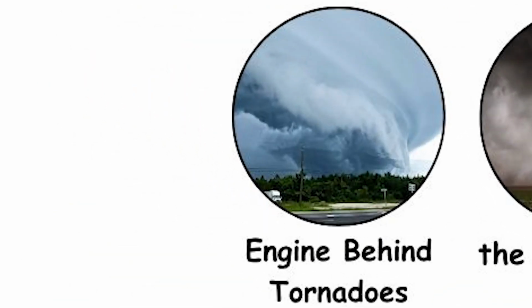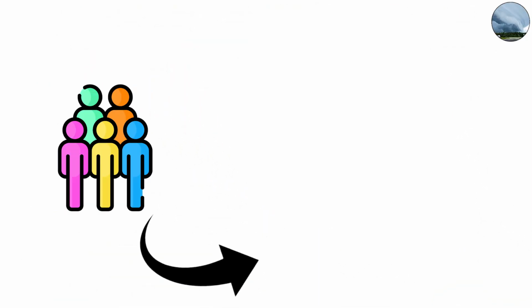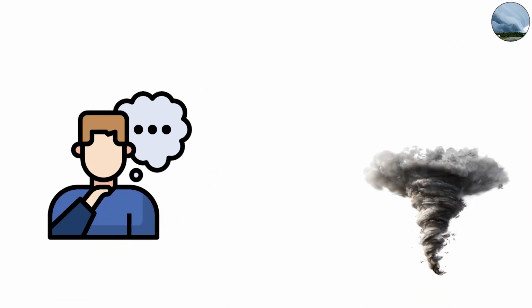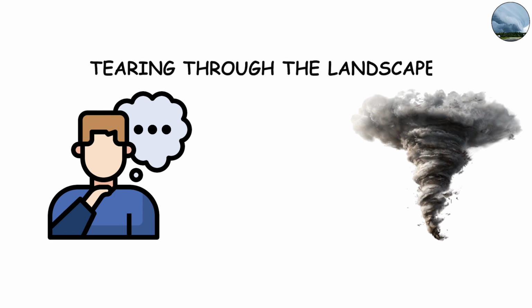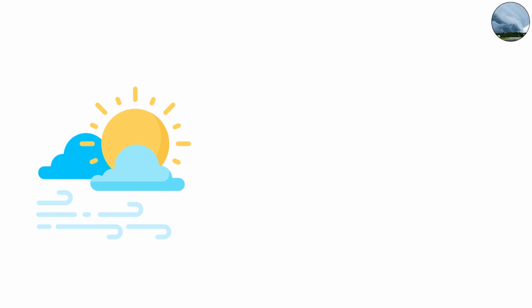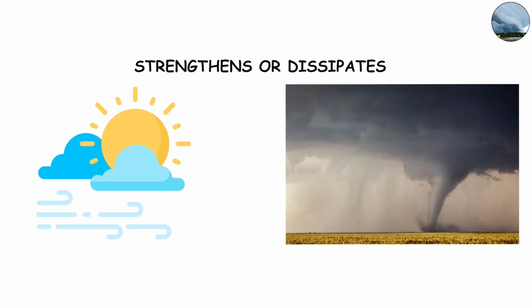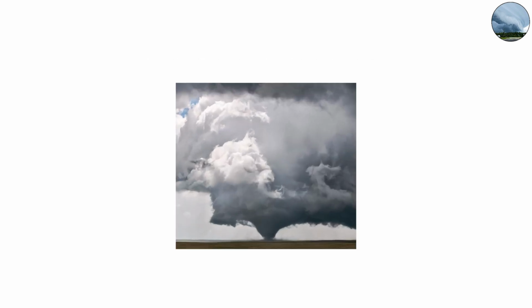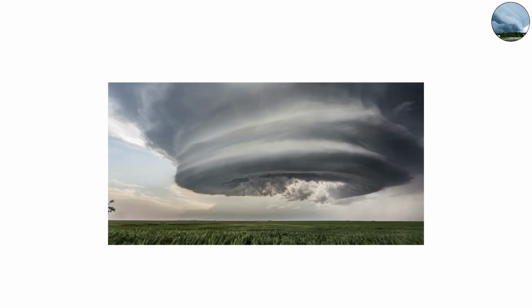The hidden engine behind tornadoes. When most people picture a tornado, they think of the swirling funnel cloud tearing through the landscape. But behind that violent spin lies a hidden force, one that plays a key role in whether a tornado forms, strengthens, or dissipates. This force is called the rear flank downdraft, or RFD. It's one of the most fascinating and least understood parts of a supercell thunderstorm.